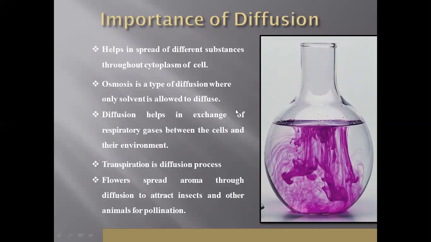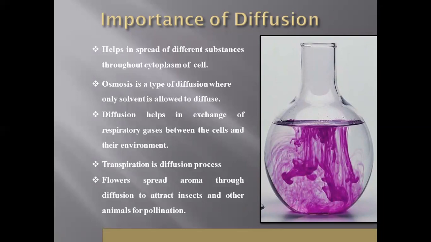Now, what is the importance of diffusion? Diffusion helps in the spread of different substances throughout the cytoplasm of a cell. Osmosis is a type of diffusion where only solvent is allowed to diffuse. What is a solvent? It's a liquid form, right? Here, osmosis, when we discuss osmosis in biology, it is related to water, the movement of water molecules. So, movement of water molecules from higher concentration to lower concentration is known as osmosis.